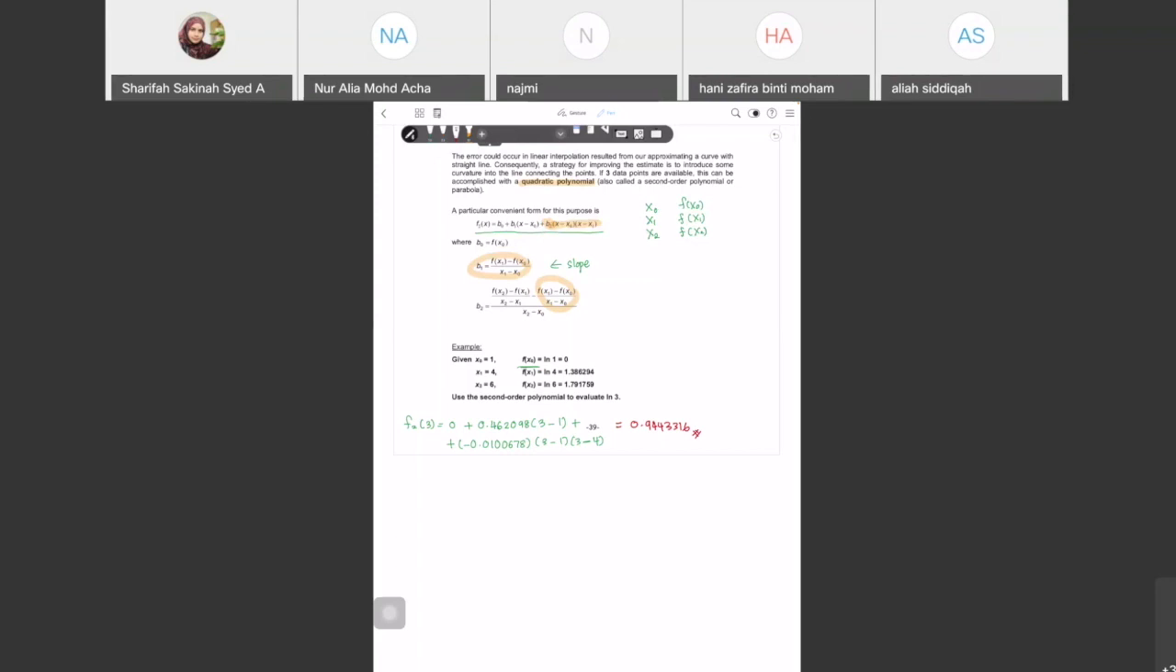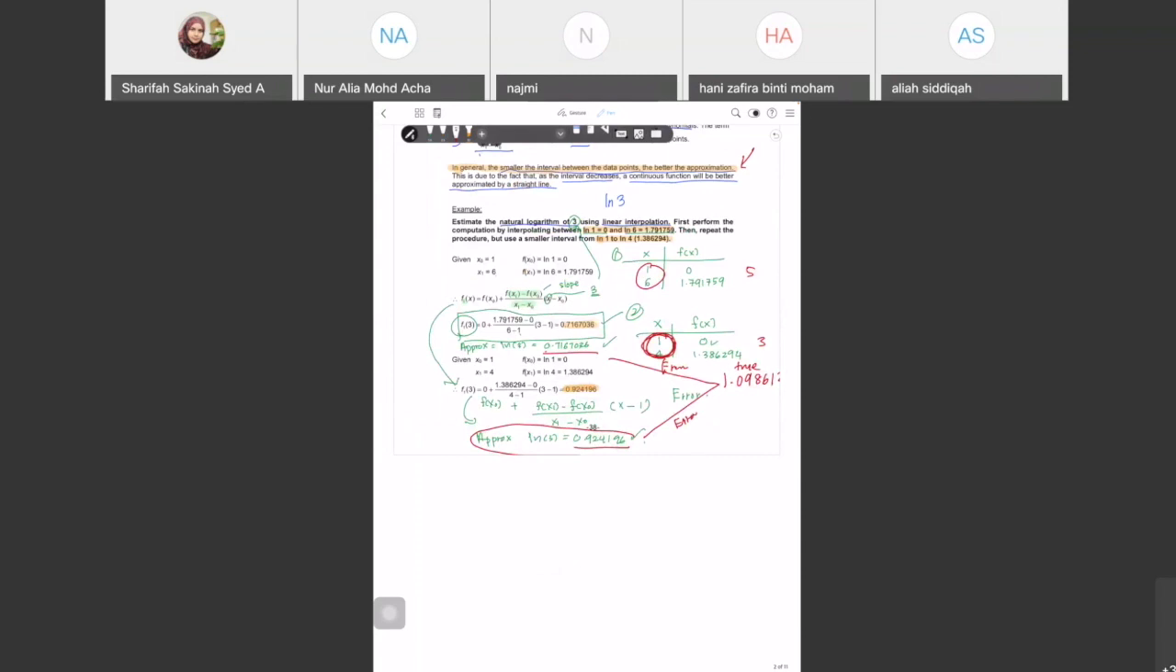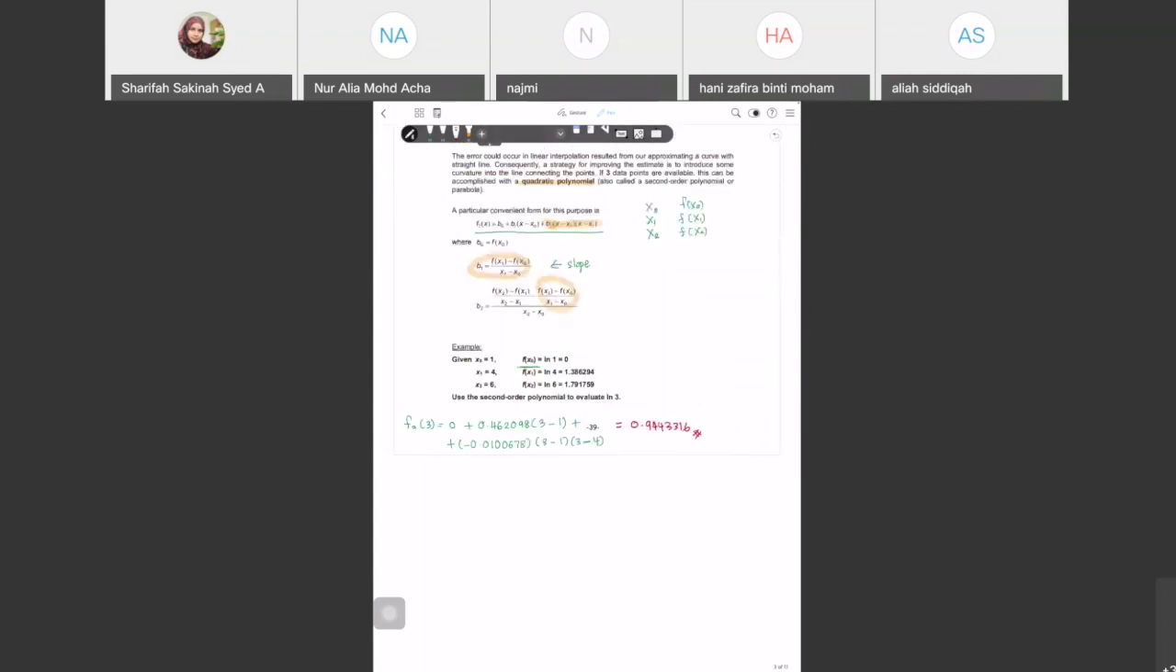Okay. So if you look at the true value, use your own calculator. Now use your own calculator. Give me the value of ln 3. What is the value for ln 3? Use your own calculator right now. Ln 3, calculator, what is the answer for ln 3?